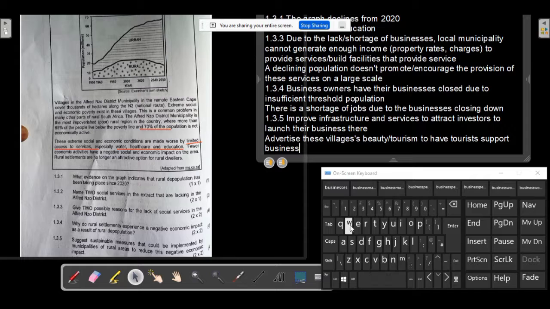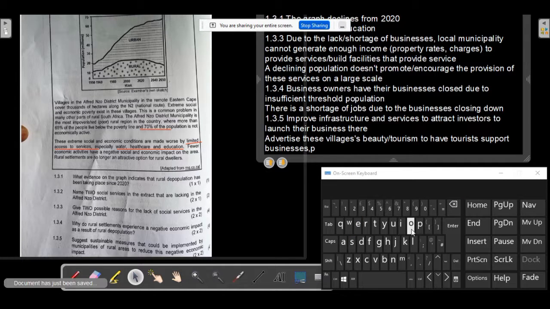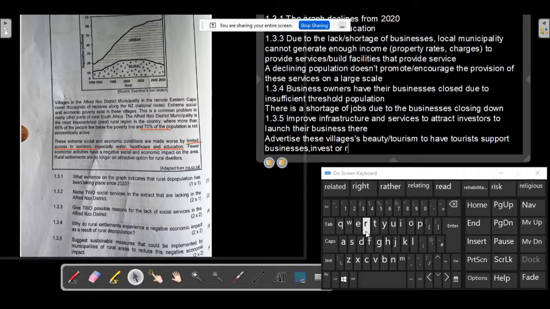Okay, possibly invest. Let me not write possibly. Let me rather say invest, or reside in these areas. So this would be a win for these villages, of course, in these villages. So that's what I'm going with, guys.